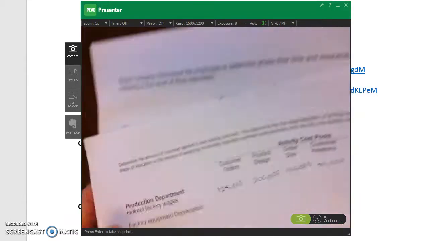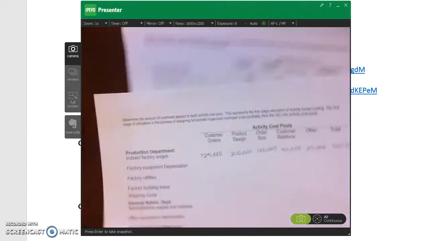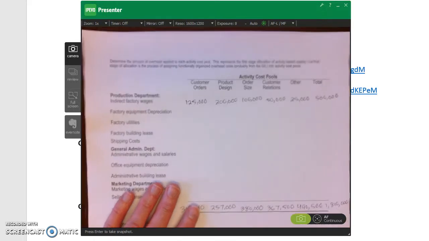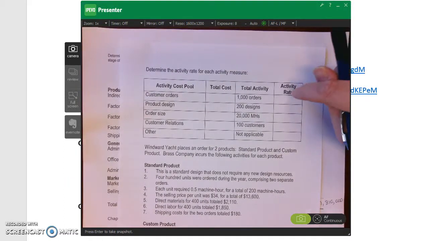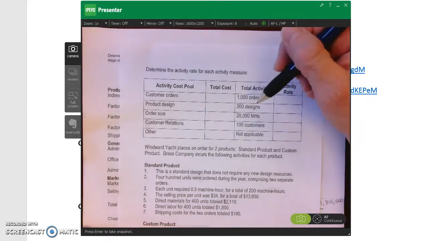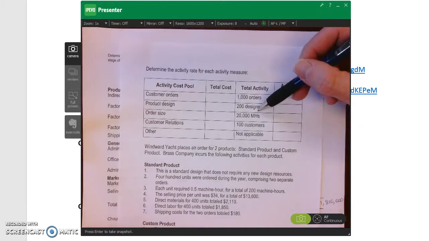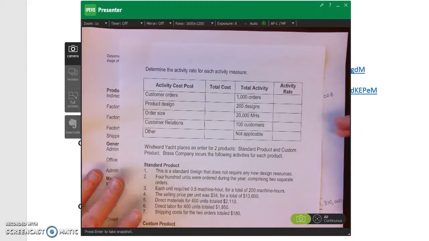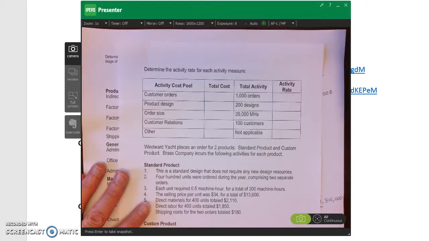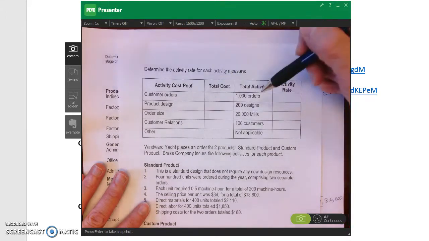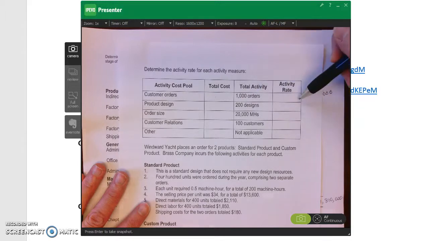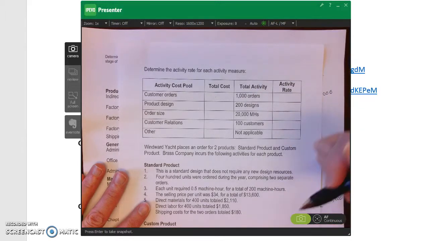So now what we can do is we can come over here and look on the next page and calculate our activity rate. So basically this is like what we did back in Chapter 2. We're going to go ahead and calculate our predetermined overhead rate, but we do it for each cost pool. Okay, so the actual computations are very similar. We're going to determine the predetermined overhead rate by saying total cost divided by total allocation base gives us our rate, and then the rate times the amount of allocation base actually used is how much is allocated.